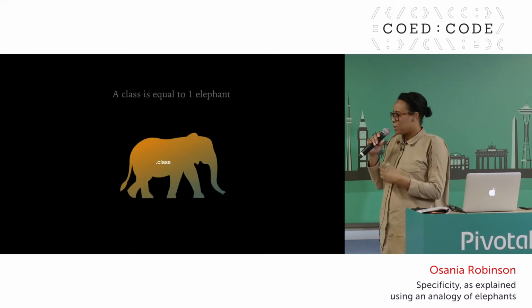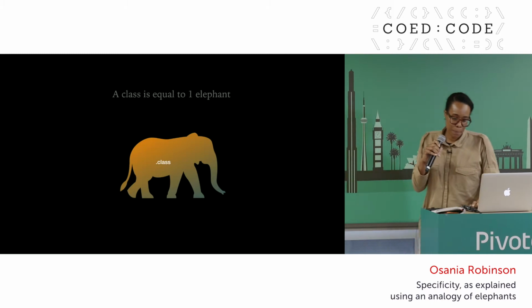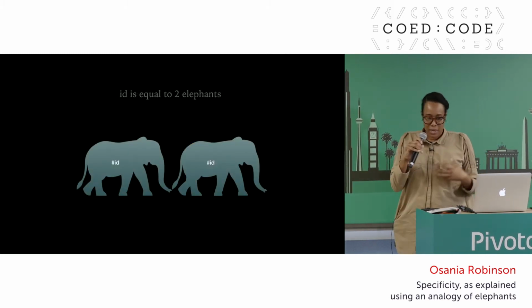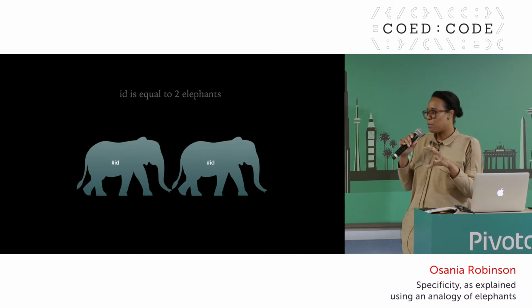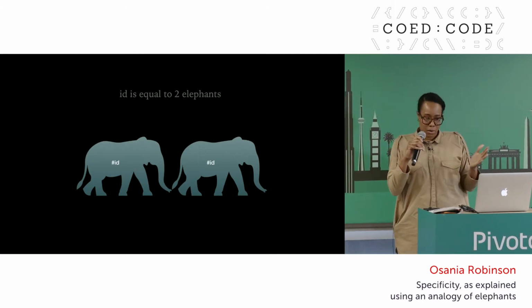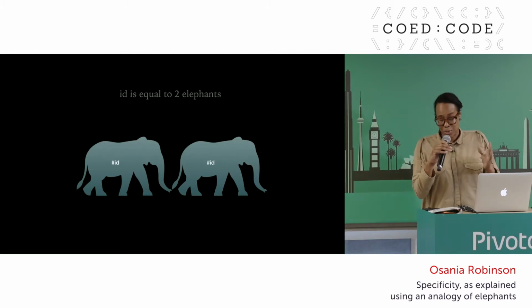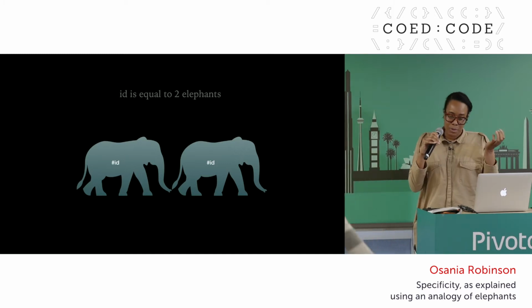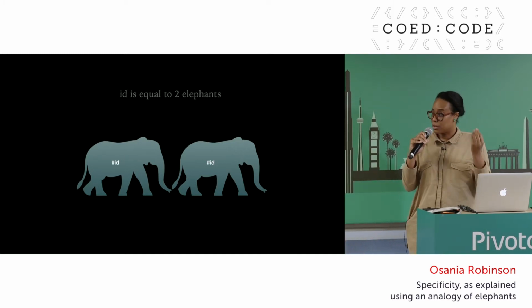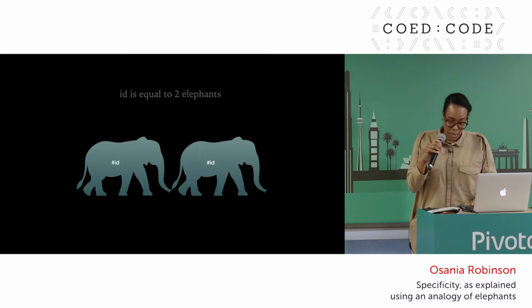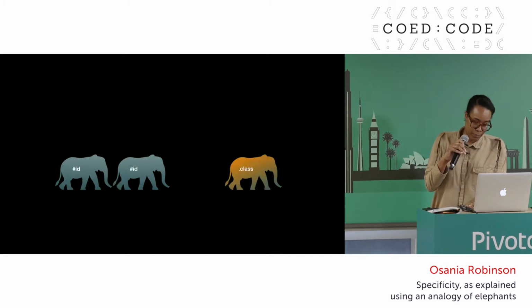a class would be equal to 1 elephant and an ID would be equal to 2 elephants. And essentially, if you put both of those things on an element, because the 2 elephants are stronger than the 1 elephant, they would actually overrun the 1 elephant, and you're only left with the 2.